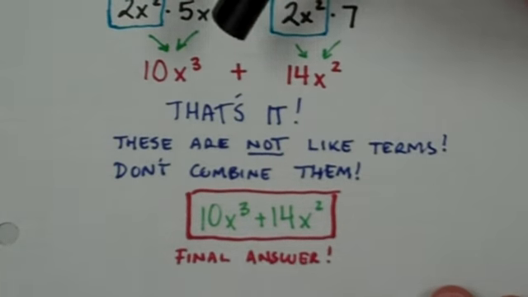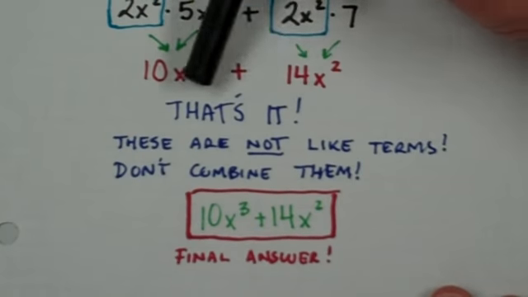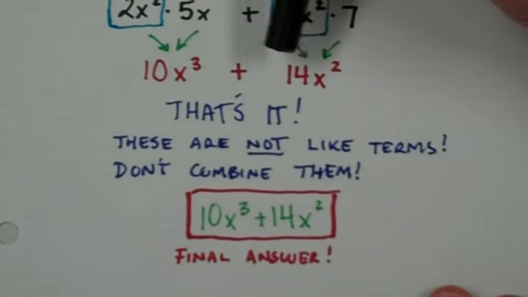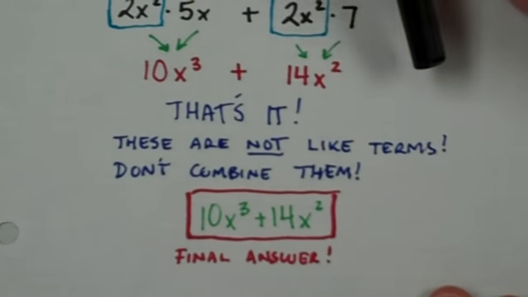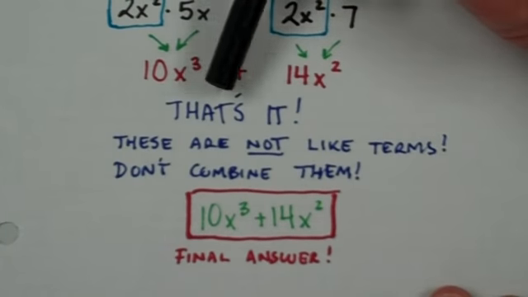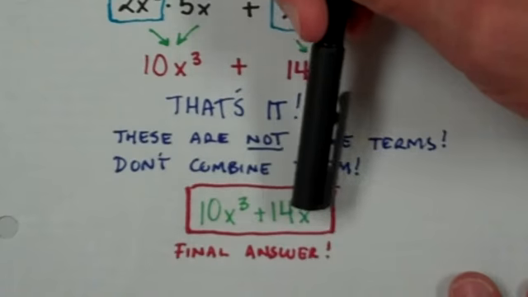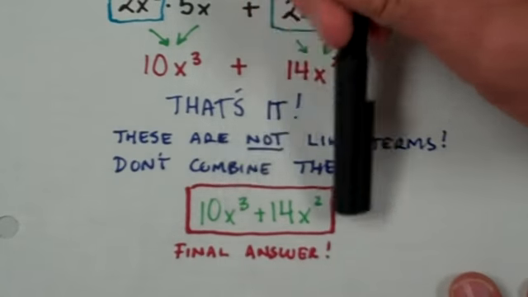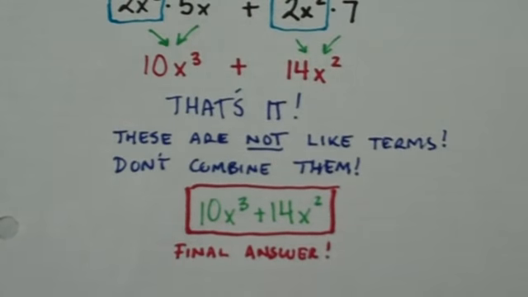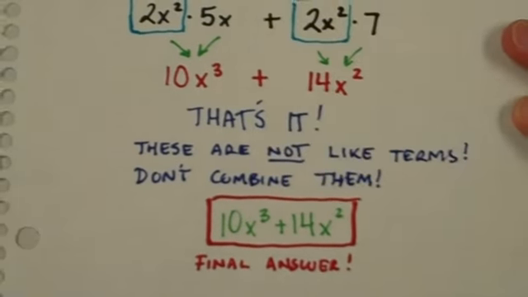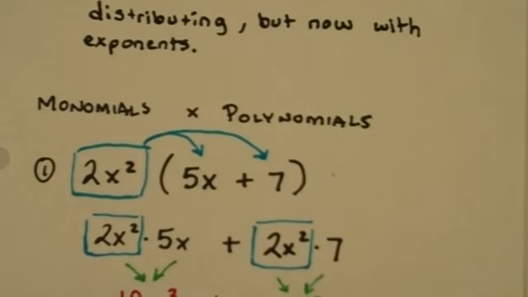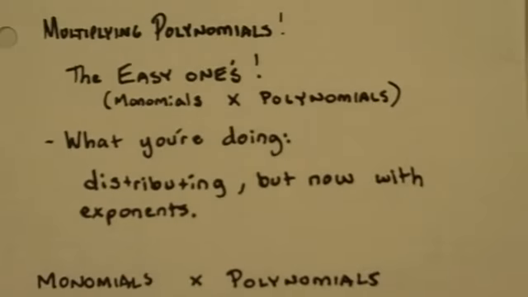Remember, like terms have to have the same variable, which they do, but also the same power, which they do not. So these are not like terms. There is nothing else you can do with this. So that is your final answer, 10x to the third plus 14x squared. There's nothing else you can do to that. You cannot simplify. All right, I'm Mr. Bahork, and this was multiplying the easy polynomials, monomials times polynomials.